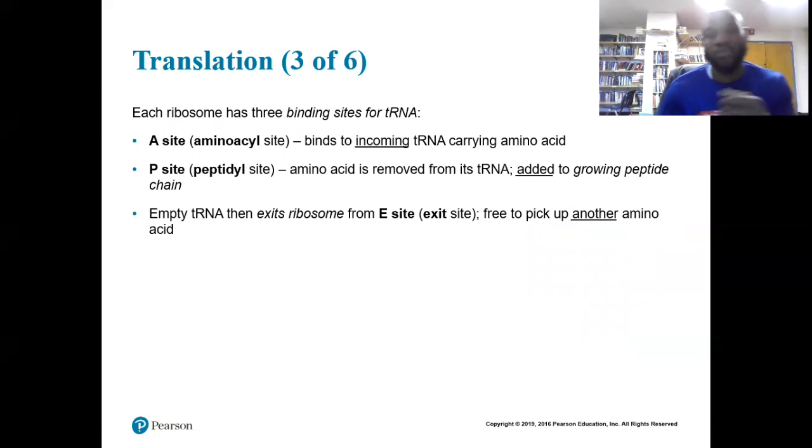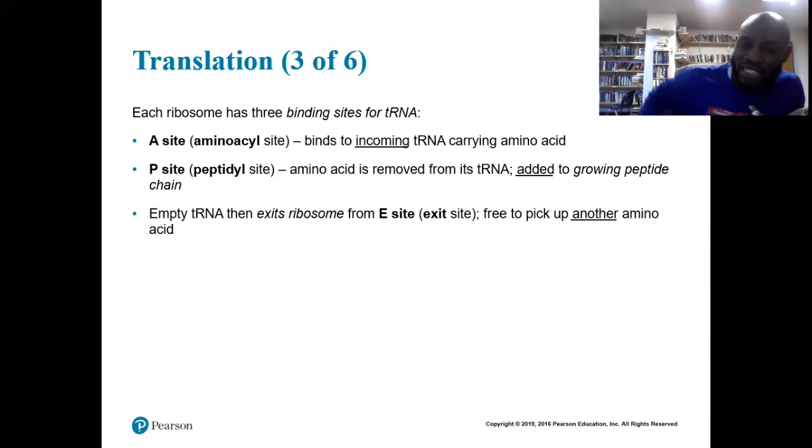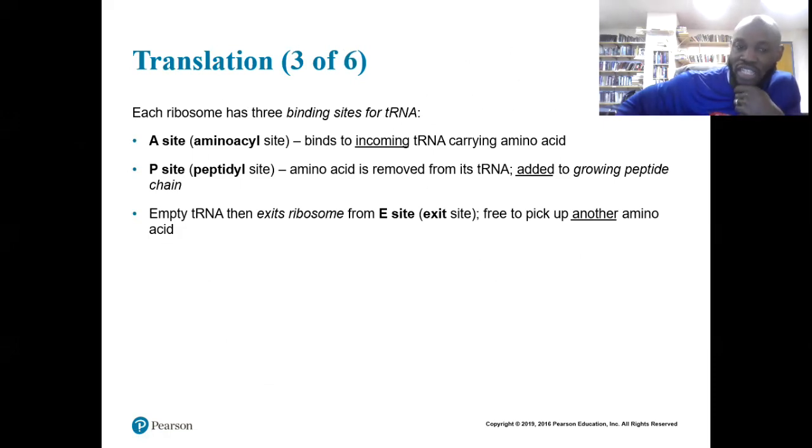So each ribosome has 3 binding sites for tRNA. The mRNA goes to a ribosome in the cytosol. We have the A site, which binds the incoming tRNA. At the P site, the amino acid is removed from its tRNA and added to the growing polypeptide chain, which will eventually become the protein. And then the empty tRNA exits the ribosome from the E site. It's the exit site, and it's free to pick up another amino acid.